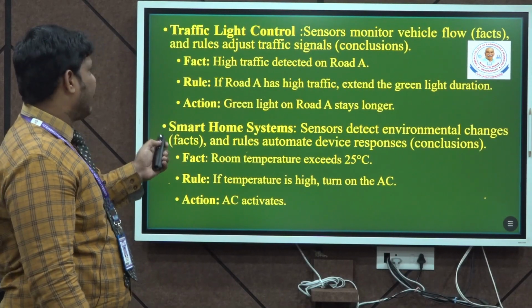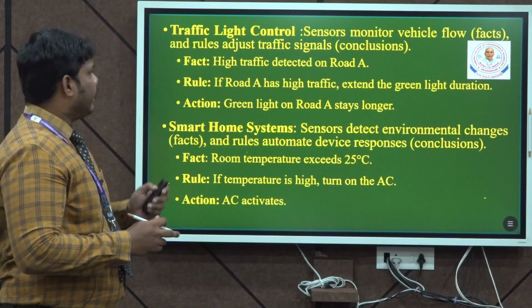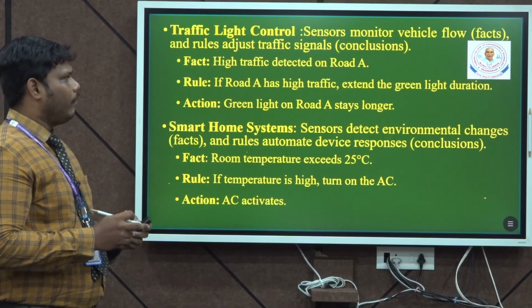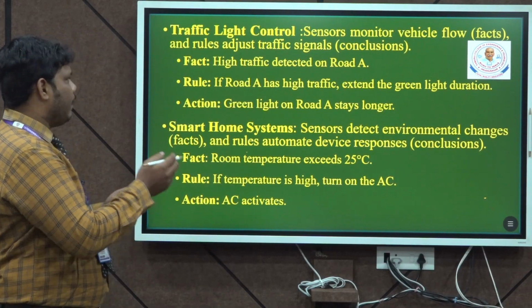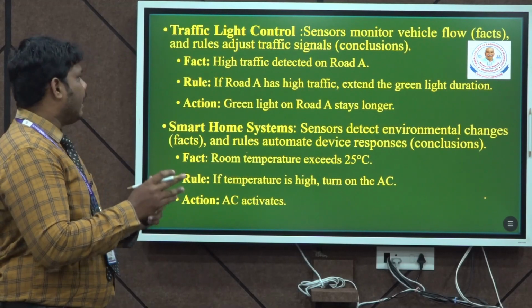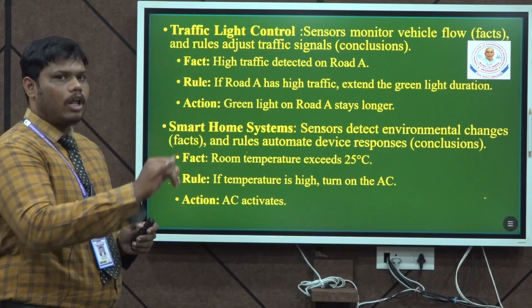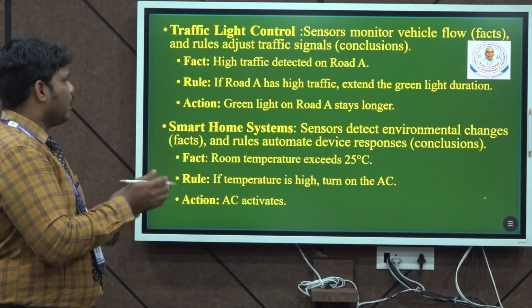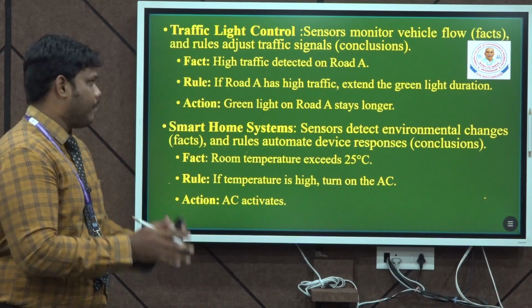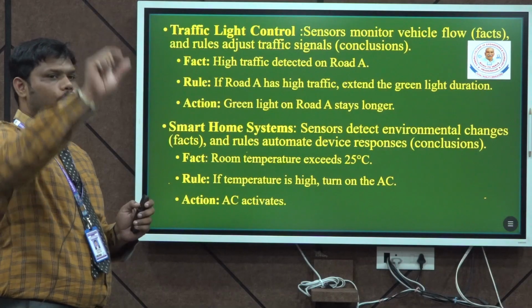Next example is traffic light control. Let us consider the sensor monitoring vehicle flow as a fact. It detects high traffic on road A. Next, the rule is: if road A has high traffic, extend the green light duration.